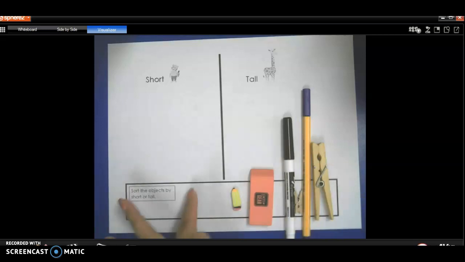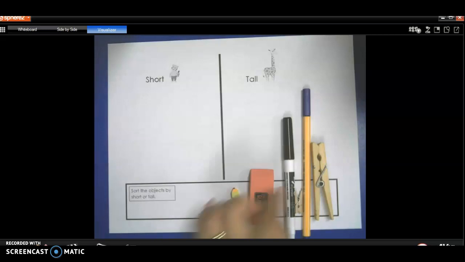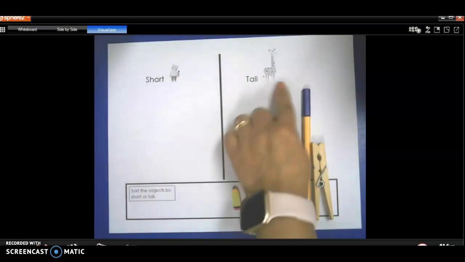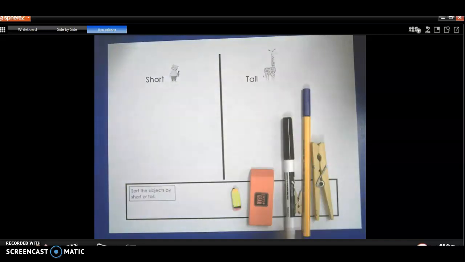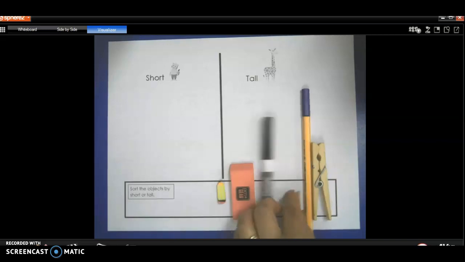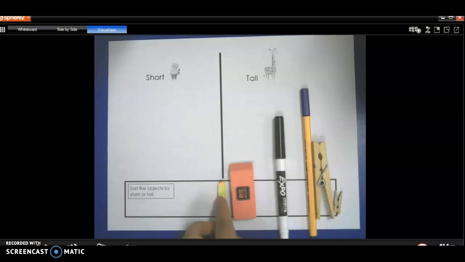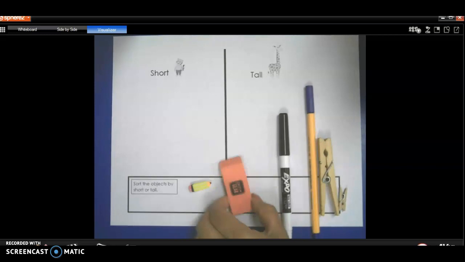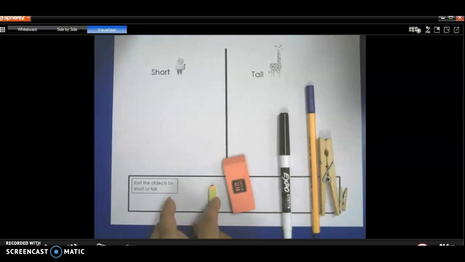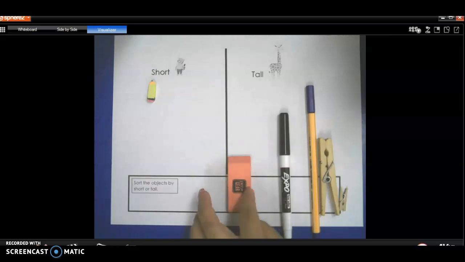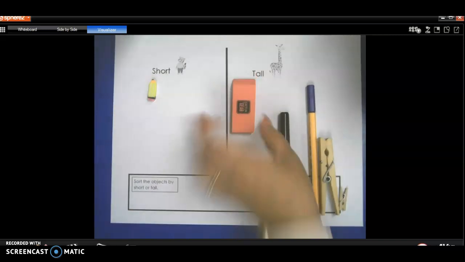Your homework, you're going to have little pictures and you'll be able to move them to either short, the short tiger, or tall, the tall giraffe, okay? So we're going to look at this eraser and we're comparing it to each other right now. So which one's short and which one's tall? Which one's short? This one? No, this one's the short one, right? So we're going to put the short one right there. And this one is taller, so we're going to put the taller one right here.